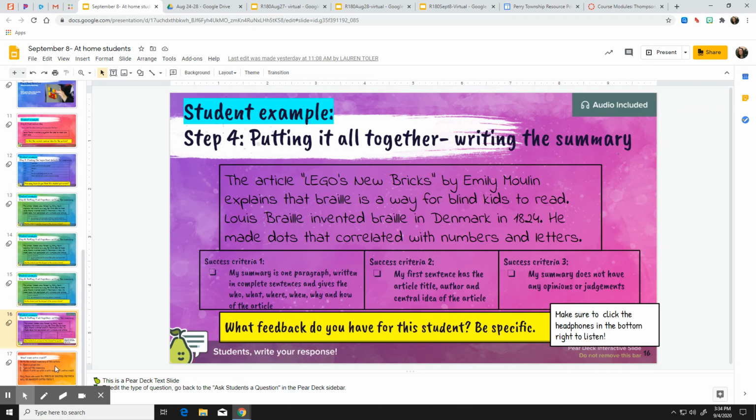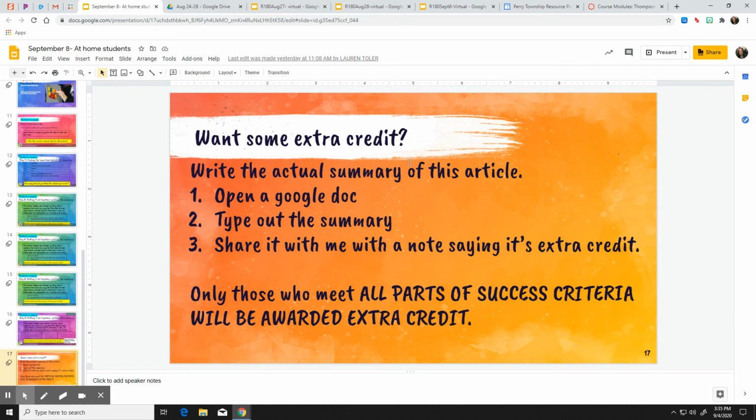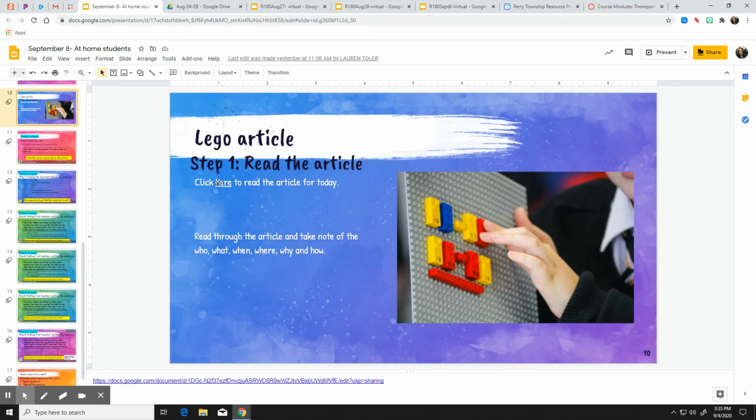At the very end is your extra credit opportunity. If you have listened to me up to this point, good for you. This slide is also in your Pear Deck slideshow, so you can stop and read it if you'd like. You only get the credit if all parts of the success criteria are actually written in. If you think you're going to write up just a two-sentence little summary and get the extra credit points, that's not how this is going to work. You will have to write one using the correct success criteria, and it's over the same article that you'll read.